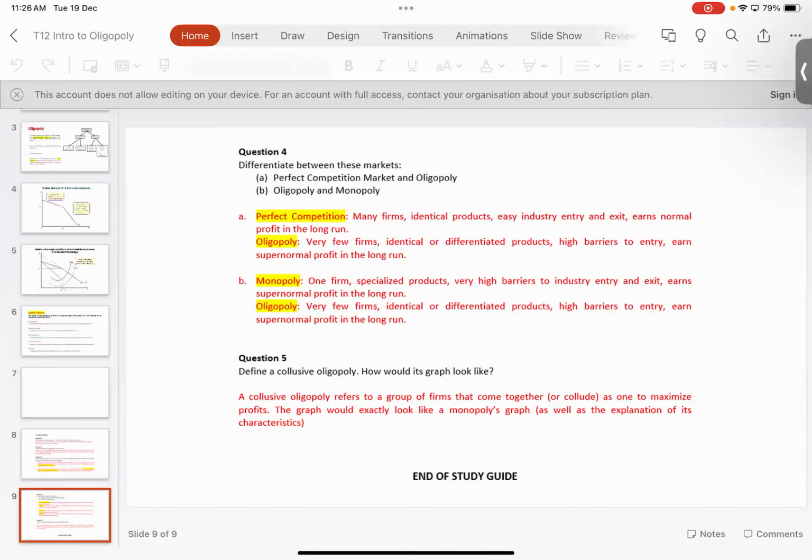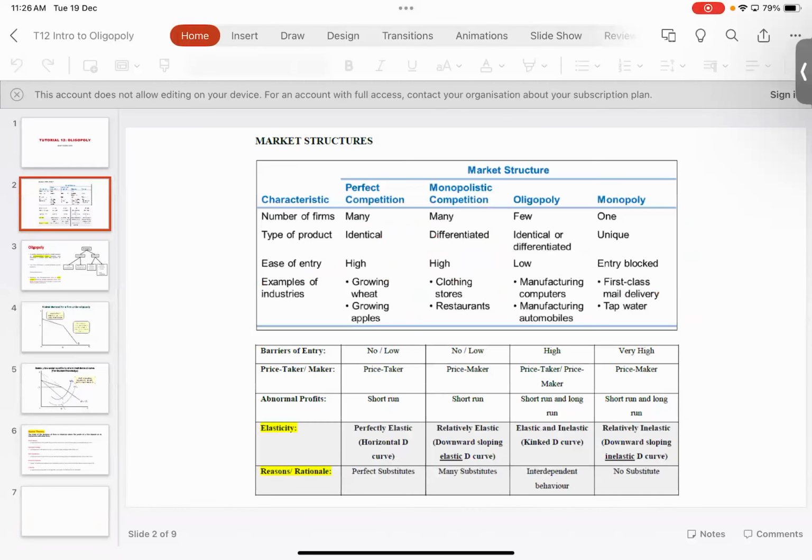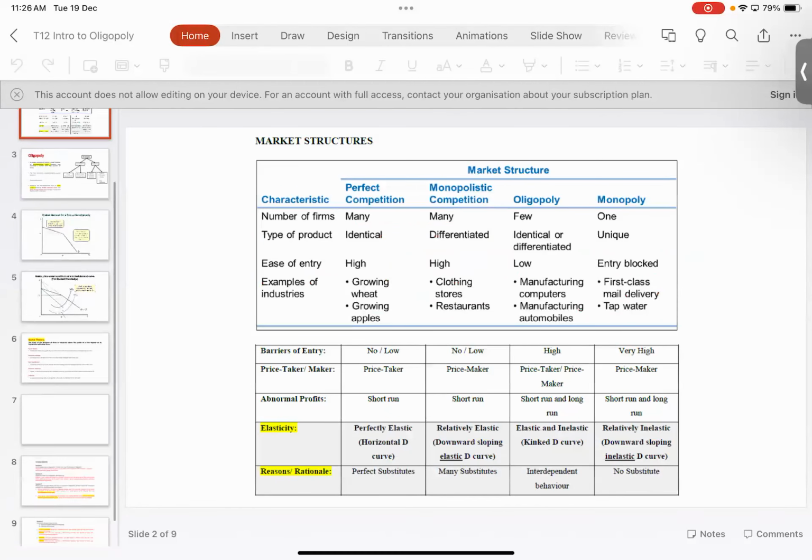Okay, next one is to talk about the difference between the market structures: perfect competition, oligopoly and monopoly. So this one is just the characteristics, the ones that you learn in the table. Now in the exam, if you really run out of time, I don't mind you drawing the table that you come across, like this one. You know, I don't mind, if you don't have time.